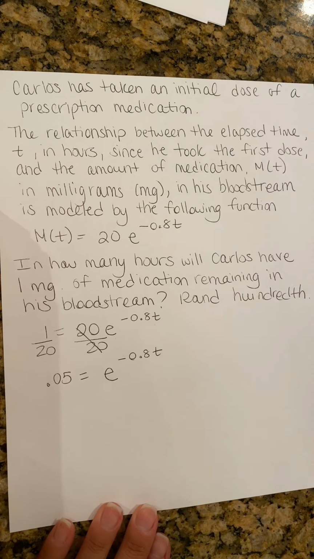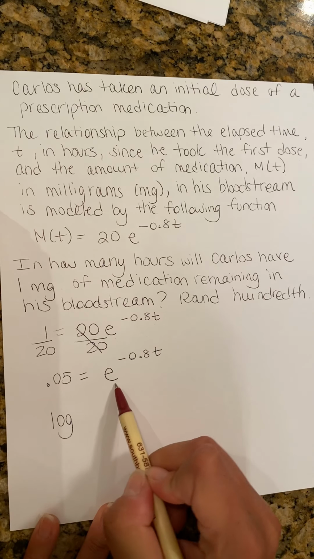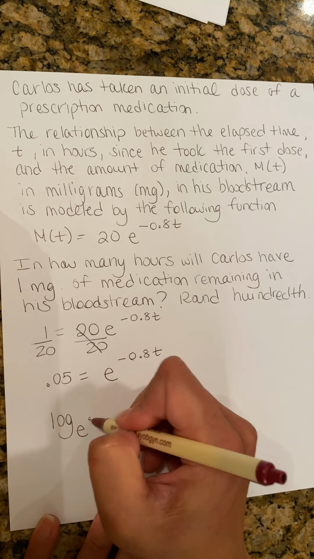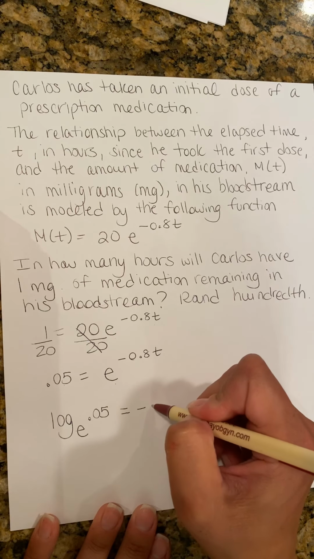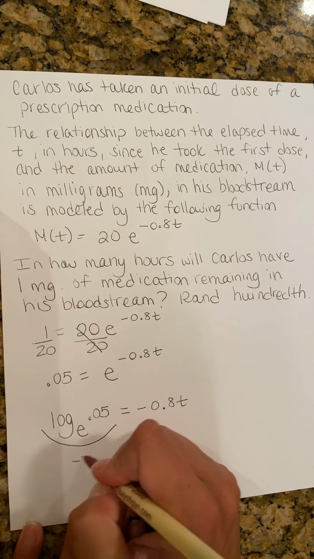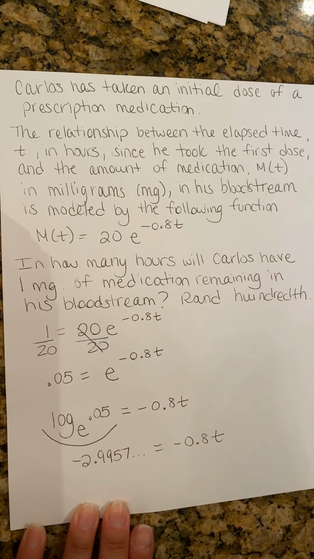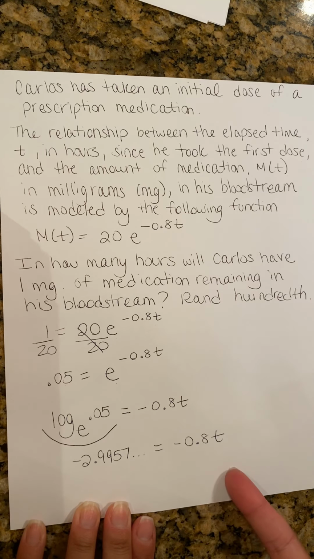So this is now log base B of N. We're going to change it to log. So log, my base is an e, my N is 0.05, and that's equal to the exponent, which is negative 0.8t. Your left-hand side now becomes a number. You go to the log base, you plug it in, your base can be an e. So log 0.05 to log e. So you get negative 2.9957 equals negative 0.8t.